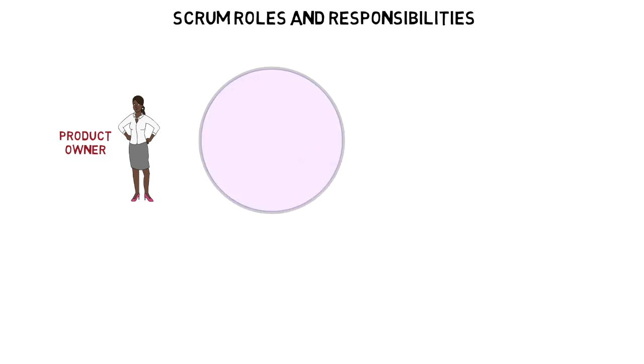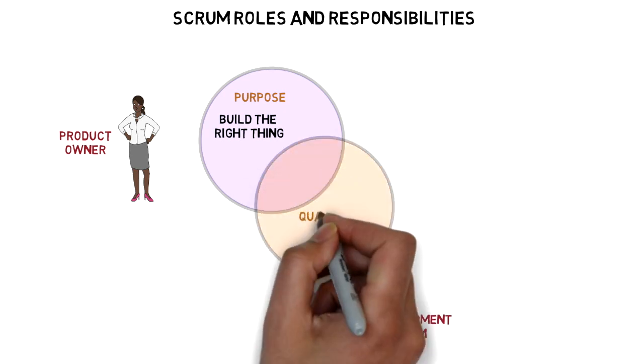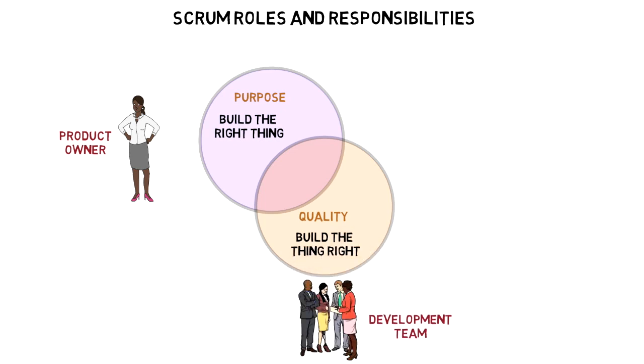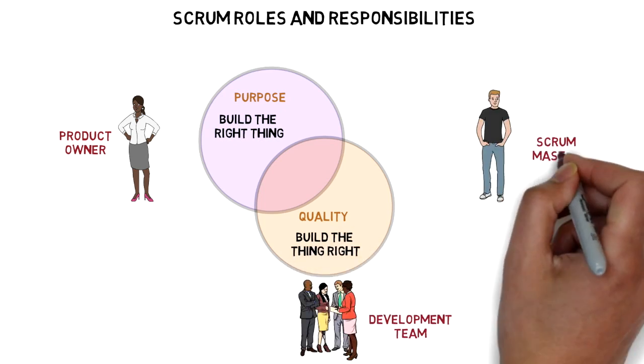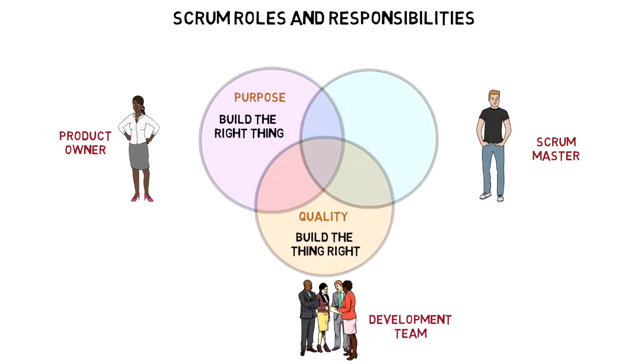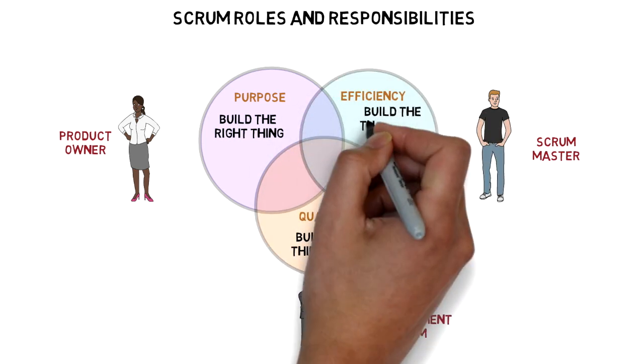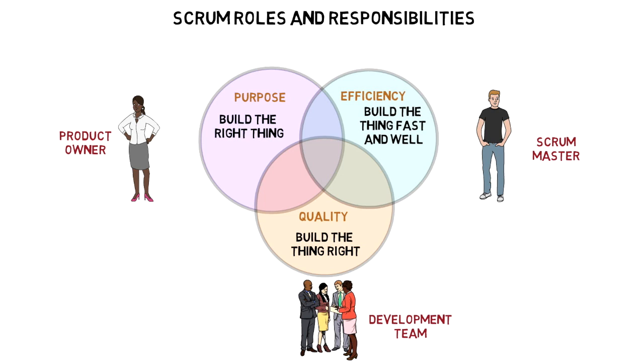As a summary, in a Scrum team, the product owner is responsible for defining the purpose and ensuring the team is building the right thing. The development team is responsible for building the thing the right way and having a high-quality product. And the Scrum Master will be responsible for helping the team to build the product well and fast and removing the team's impediments.